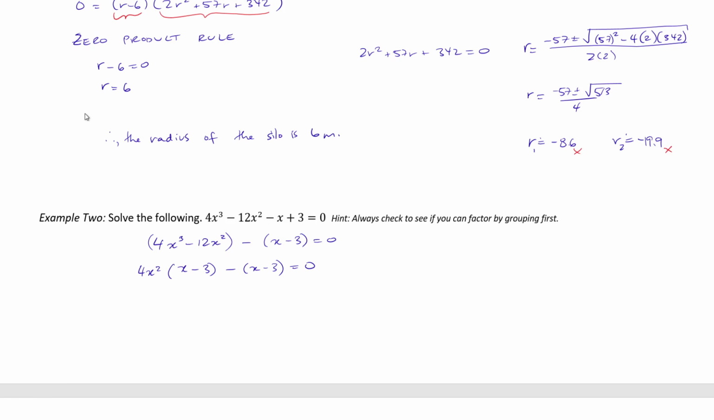Okay, so I found my common binomial factor. This is my common binomial factor. It's common to both terms. It's a binomial, and you can factor it out. So x minus 3, and then 4x squared minus 1 is equal to 0.